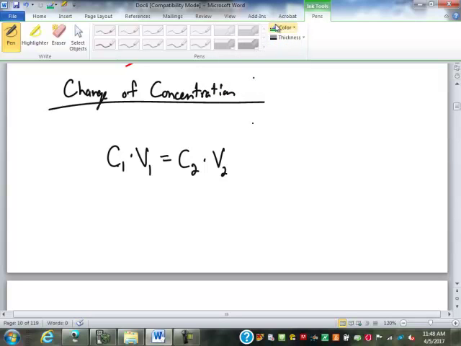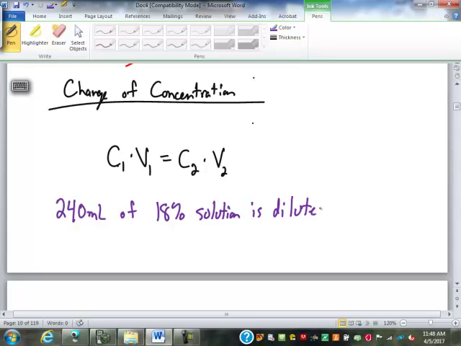So let's say that we have 240 milliliters of 18% solution is diluted to 600 milliliters. Find the new concentration.